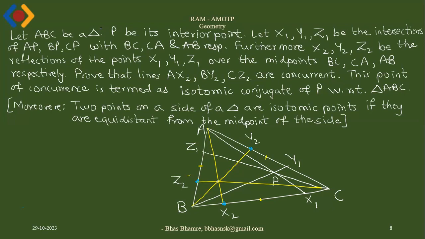Yes, sometimes isotomic conjugates help us to solve the problems. Like, for example, Gergonne point and Nagel point are the isotomic conjugates of triangle ABC. Am I right? If you try to visualize that, last time we have seen those points.